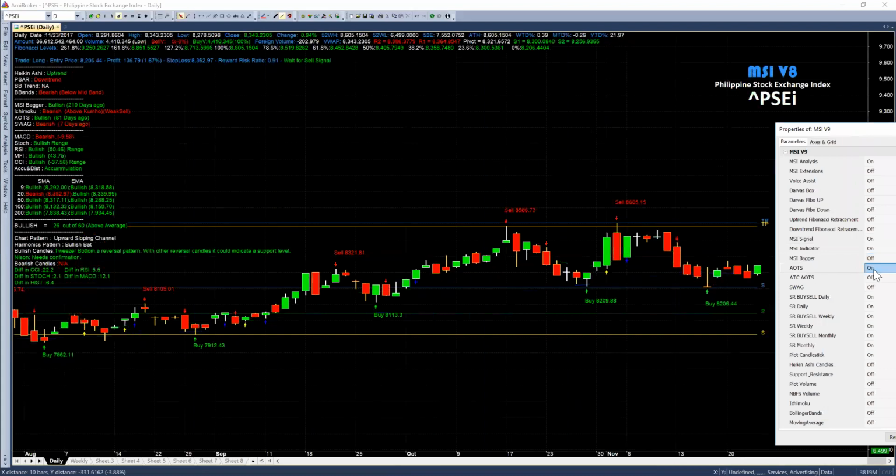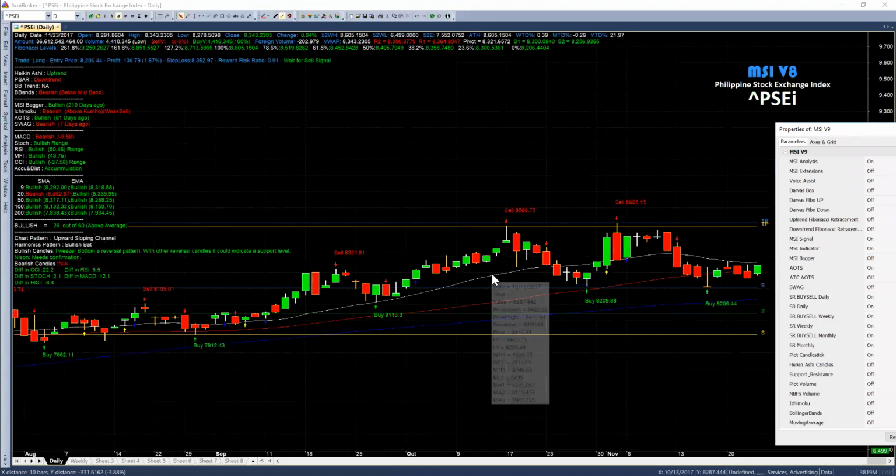Then we have the alignment of the stars. Okay, alignment of the stars should be 20 moving average above 50 and 50 moving average above 100. 20 should be above and then followed by 50 moving average and then below is the 100 moving average. Okay, so again, meron din siya ditong signal that says it's bullish, and kung kailan din siya nag-cross.